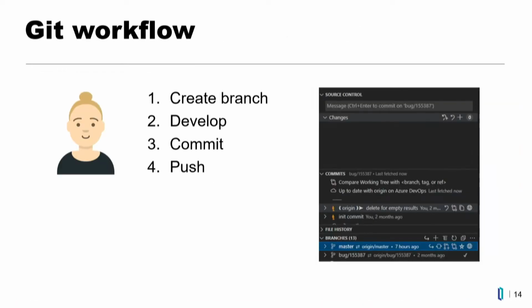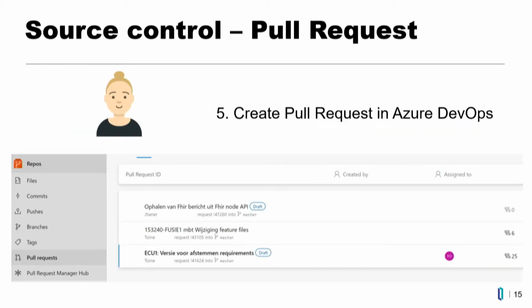So she picked up the task, and in Visual Studio Code, she created a branch. She will start implementing the task, implementing the feature, and she can make commits. Then she can also push it to the online repository so our other colleagues can see the code changes. But when she's happy about the code, she wants to merge the code into the master. And for that, she creates a pull request.